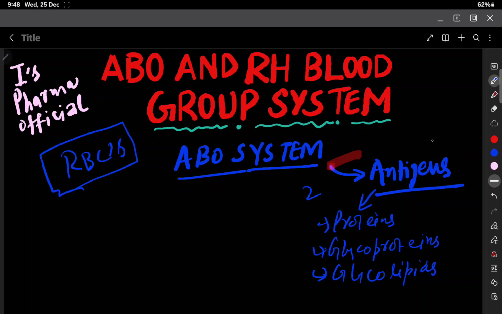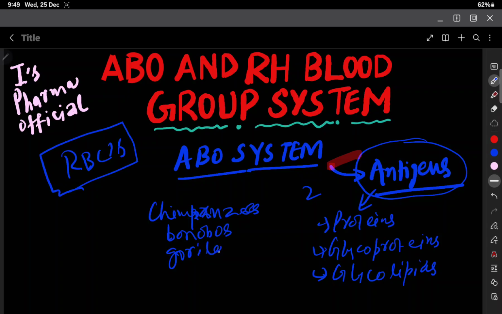Mainly we will be focusing here on the antigens as well as the antibodies. It is the most important blood group system, which is helpful in blood transfusion. ABO blood types are also present in some other animals, for example rodents, apes, chimpanzees, bonobos, and gorillas.